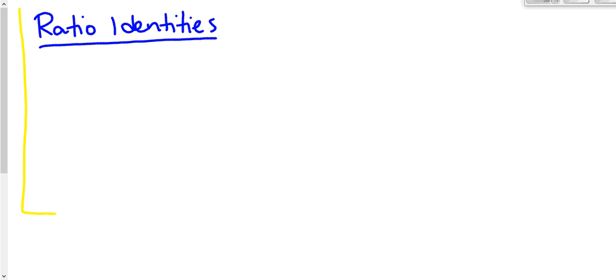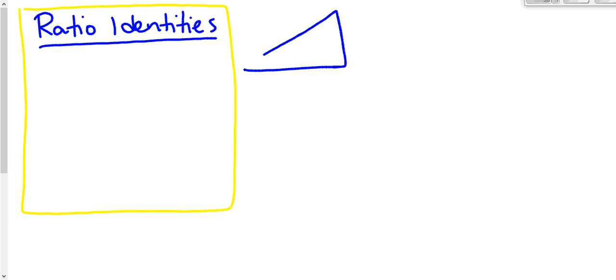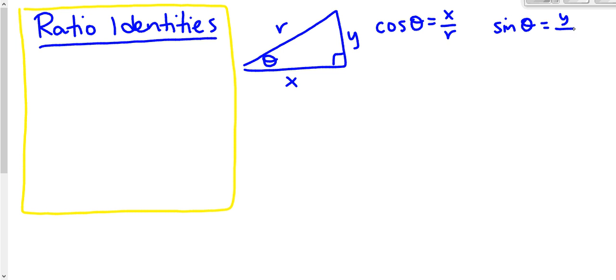So we're going to write these down once we get there. All right, remember your XYR triangle, your right triangle with angle theta, and across from theta is y on the opposite. Next to theta is x on the adjacent, and r is on the hypotenuse. Well, remember from that, we said that cosine of theta is x over r, and sine of theta is y over r.